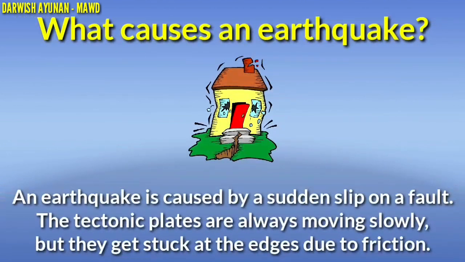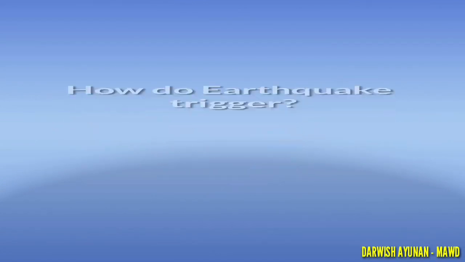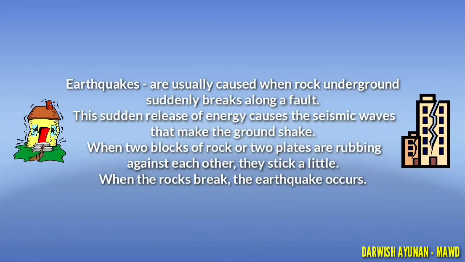What causes an earthquake? An earthquake is caused by a sudden slip on a fault. The tectonic plates are always moving slowly, but they get stuck at the edges due to friction. How do earthquakes trigger? Earthquakes are usually caused when rock underground suddenly breaks along a fault. This sudden release of energy causes the seismic waves that make the ground shake. When two blocks of rock or two plates are rubbing against each other, they stick a little. When the rocks break, the earthquake occurs.